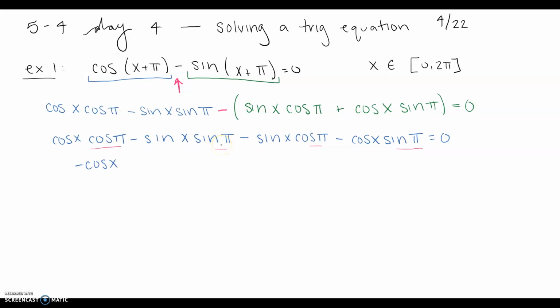Sine of pi is 0. So to show a little bit of extra work, this is going to be 0 times sine of x minus cosine of pi. So this is technically negative sine of x. And I'm talking about just this part, so I'm bringing down the negative. And then we have minus, and sine of pi is 0, so this is 0 times cosine of x, and that's going to equal 0.